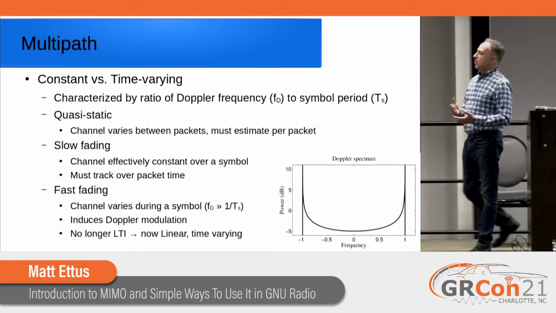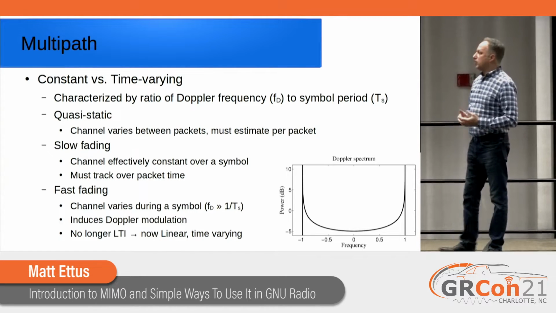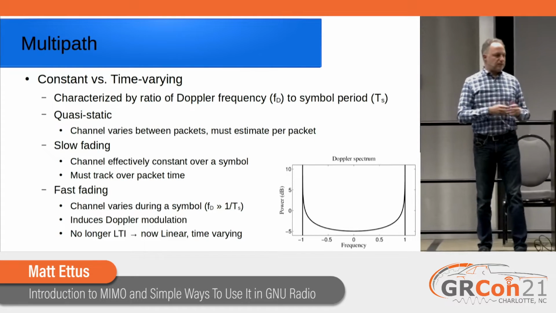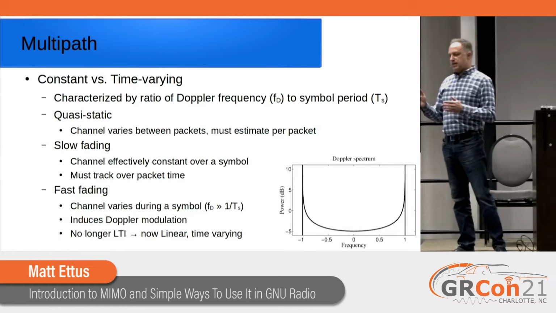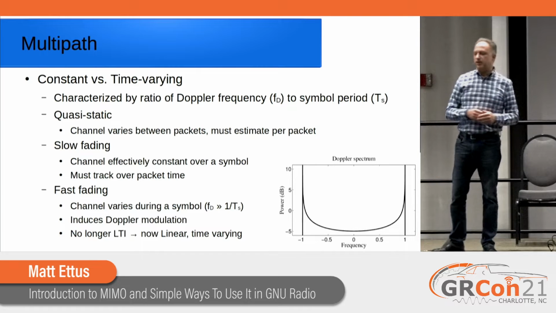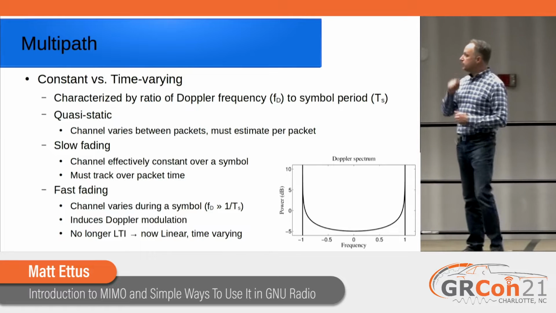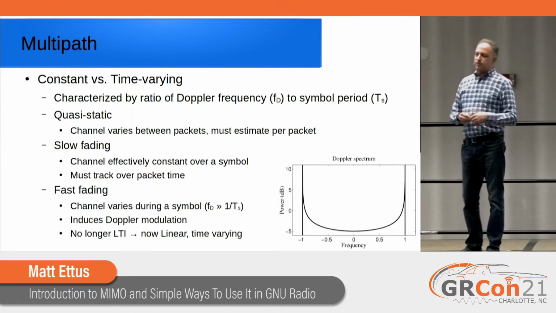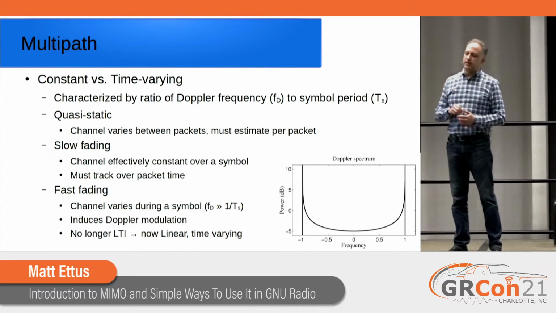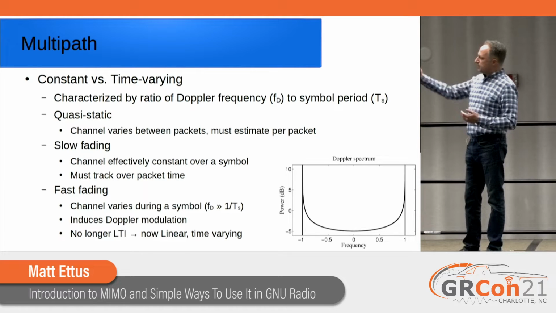So now there's the question of constant versus time varying. This is normally characterized with what we call the Doppler frequency, which is similar to Doppler shifting from fast-moving objects, but this is more that the multipath components are changing delay and amplitude rapidly. It looks a little bit like Doppler, but don't confuse it with the Doppler you see in satellites. If the Doppler frequency is fast relative to the symbol period, then you have what we call fast fading. But starting from the beginning, we have quasi-static.